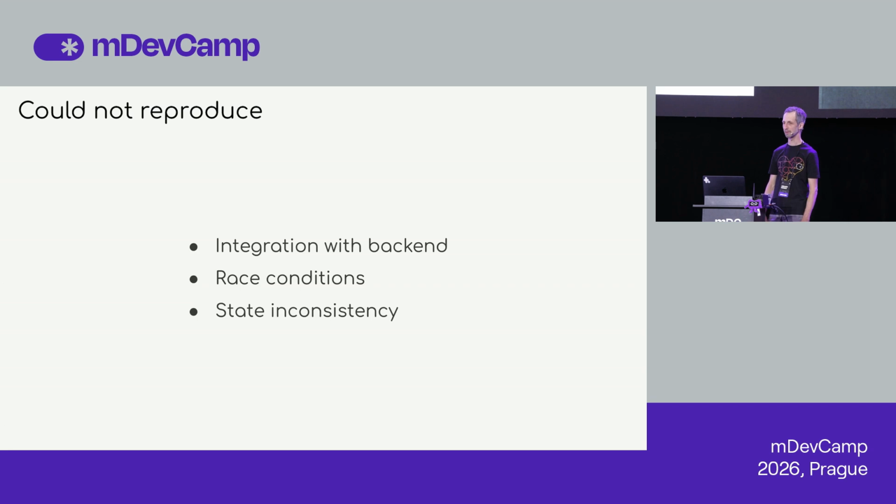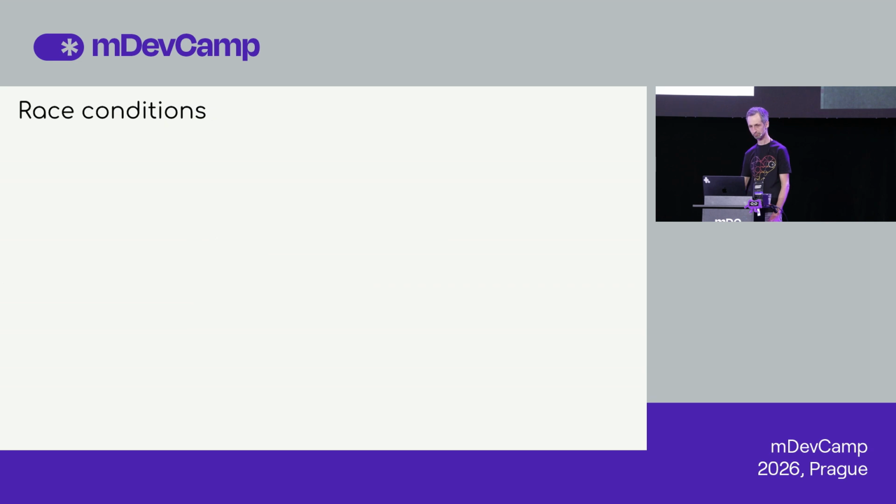And the third reason is state inconsistency, which often happens due to race conditions. Your app sometimes reaches a state which you, as a developer, didn't expect. And your UI might show, let's say, a success text and at the same time an error text.